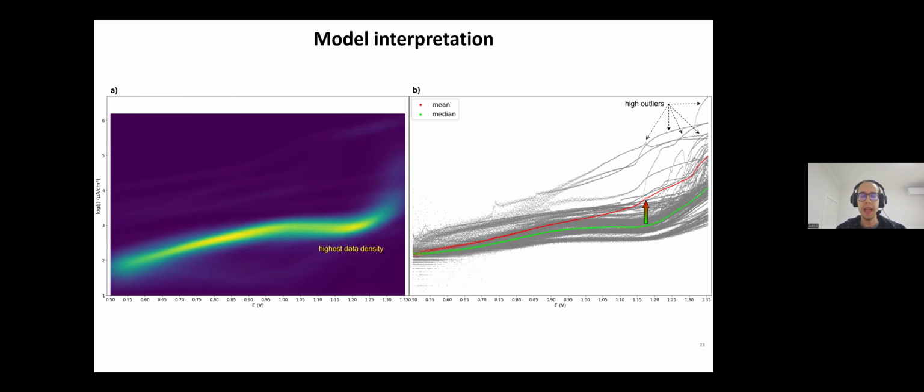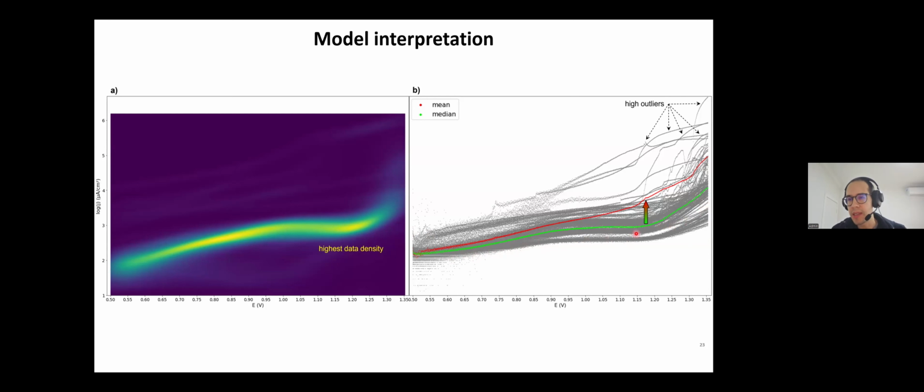And the use of visualization tools, as I mentioned, helped us to better interpret the data. And we realized that the highest data density part of these polarization curves was coincident with the conditional median, with the median of the population of curves.